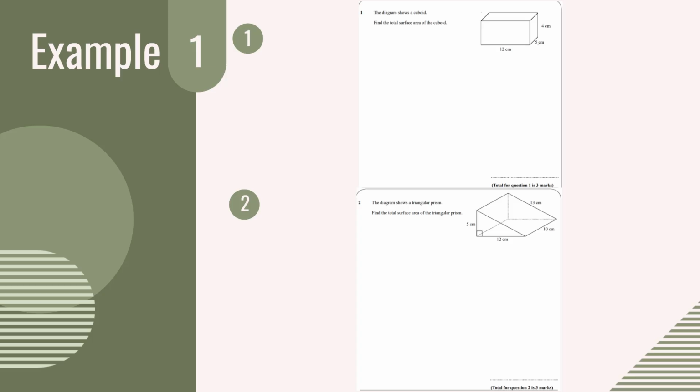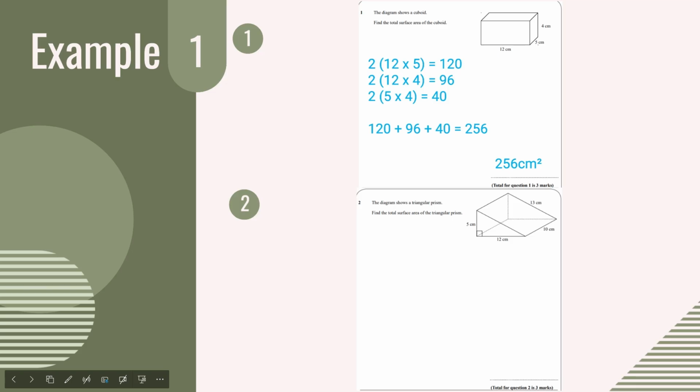Like we did in our previous question, we know our opposite sides are equal to each other. So we put 2 times the bracket of 12 times 5, which gives us 120. 2 times the bracket of 12 times 4, which gives us 96. And 2 times the bracket of 5 times 4, which equals 40. We then plus these all up. 120 plus 96 plus 40 gives us the answer of 256. And as we are working in centimeters squared, we put 256 centimeters squared.